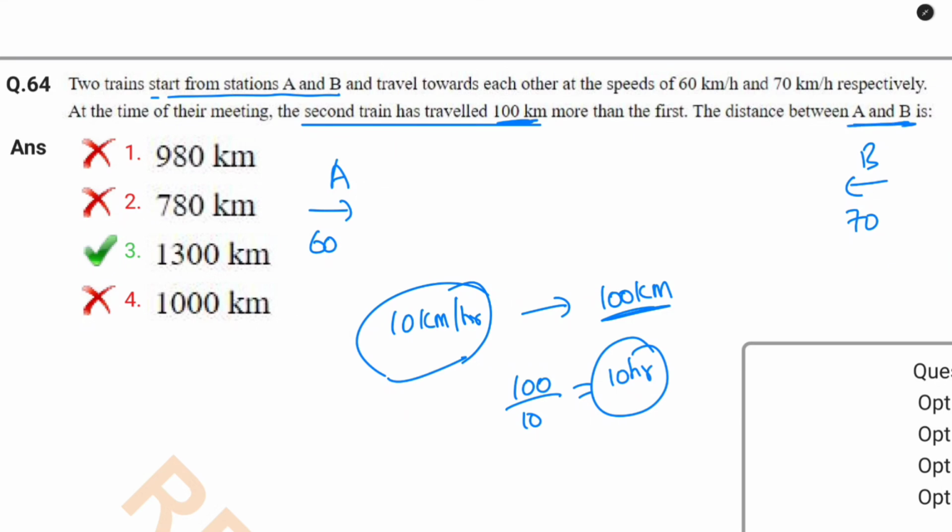Now we have to find the distance between A and B. So total time we know, which is 10 hours they have traveled. So here relative speed will be 60 plus 70, which is 130. So distance equal to relative speed into time, that is 130 into 10, 1300 km.